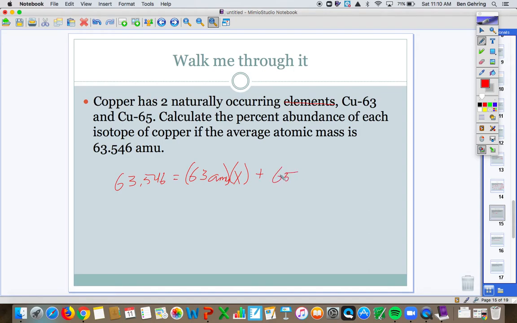plus 65 AMU times Y. Again, X plus Y equals 1. So I can solve for Y. So Y equals 1 minus X. And so instead of this being times Y, I'm going to put in there 1 minus X, so I can solve for my percent abundances.